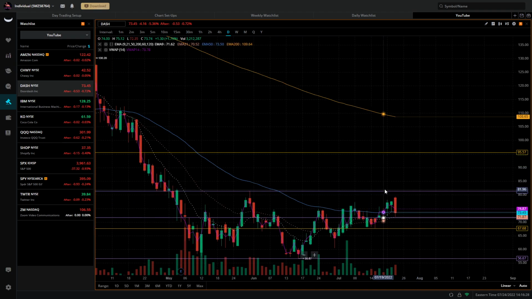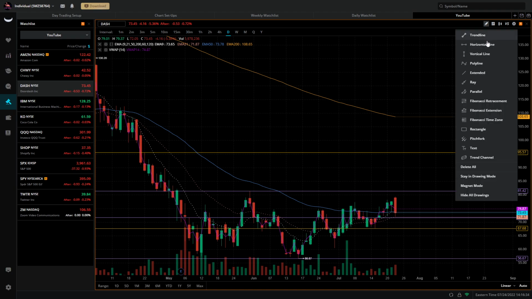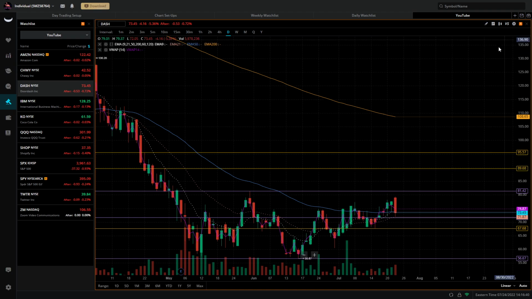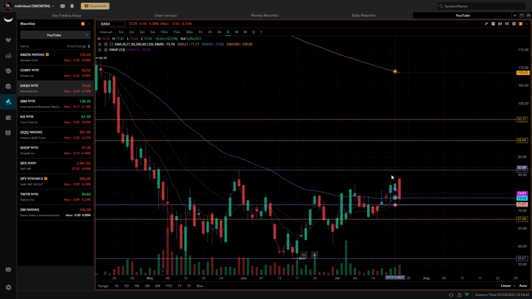I think once we break past this level, we're probably going to break these candles as well. It's not always guaranteed. We could also have a short-term resistance here on this wick, 89.73. So it's good to draw them out anyway, just as a precaution. But yeah, these are our two scale targets for a swing here on Dash.